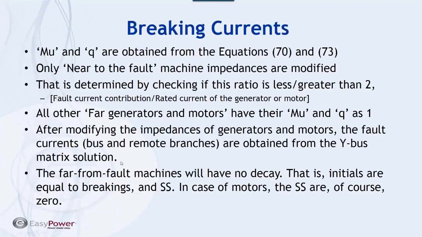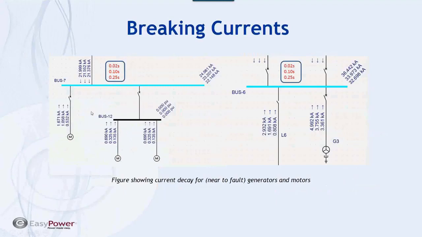So next slide here. This is just a screen capture to visualize what we have discussed so far. As you see, there is a fault on this bus, and as I switch from 20 millisecond to 100 millisecond to 250 millisecond, you would see that the current starts coming down. This is the faulted bus, and if you only had a solid stiff source, it wouldn't be the case. Because we have a lot of motors here, you would see decay. I go to the motors just to examine which one of them is close to fault, and which one is far from fault.